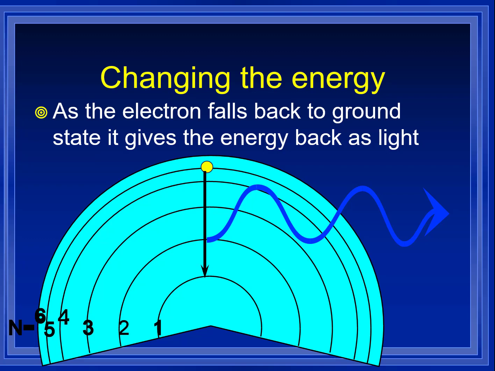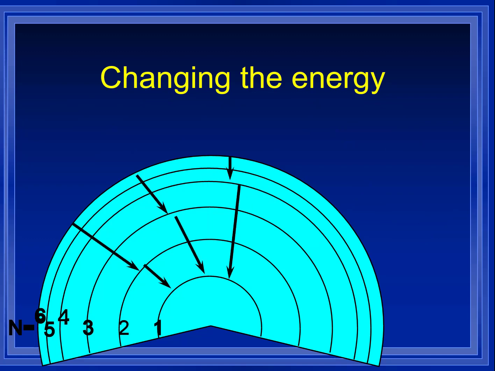But we didn't see just one color. Well, that's because when it goes back, it doesn't have to go back all at once. It can come down in steps. It can fall from the 6th to the 5th, and then from the 5th to the 1st. Or it can go from the 6th to the 3rd, then the 3rd to the 2nd, then the 2nd to the 1st. Or it can go straight from the 6th to the 1st. And you can't control which one it's going to do. It's random.